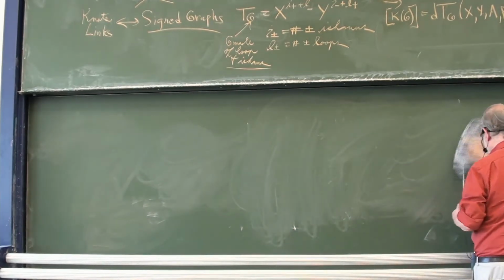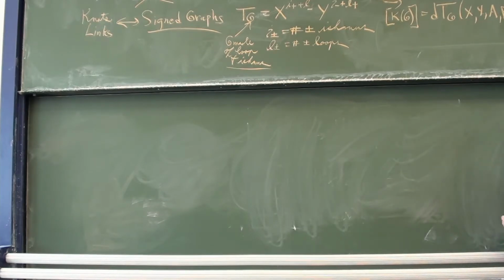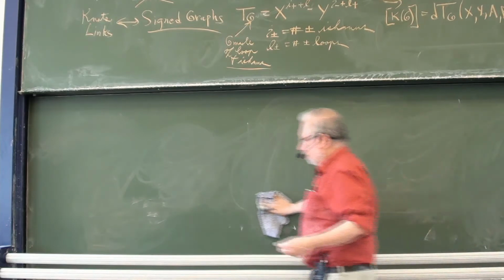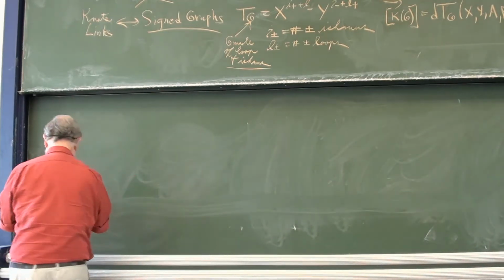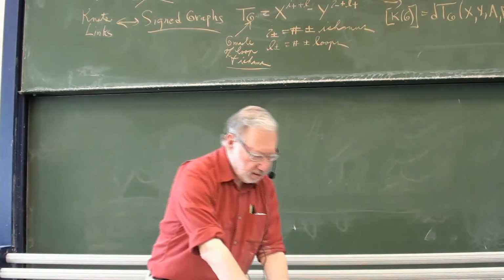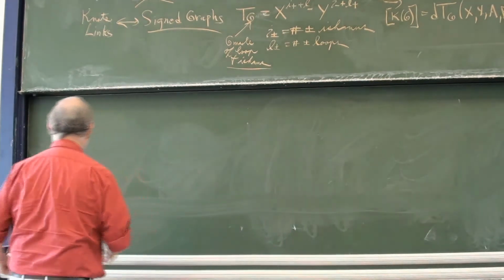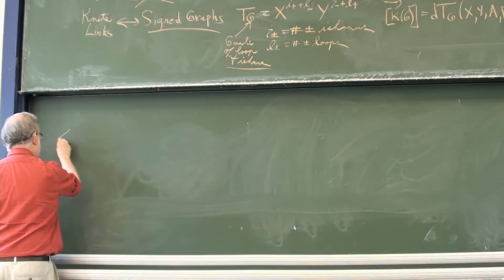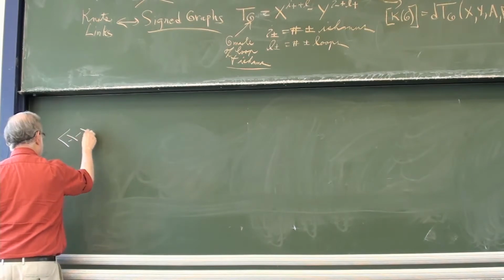So let me try to explain that by attempting to reinvent Khovanov homology. So, let's see. What is the idea? The idea of the bracket was that you would take a sum of these two possibilities.